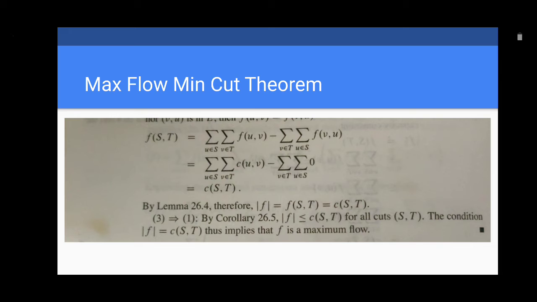Hence we have shown that the three conditions of the Max-Flow Min-Cut theorem are equivalent. It also says that when there is a flow in a flow network, the maximum flow is equal to the minimum cut capacity.